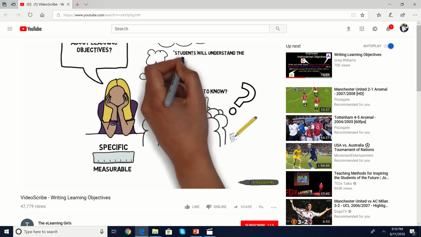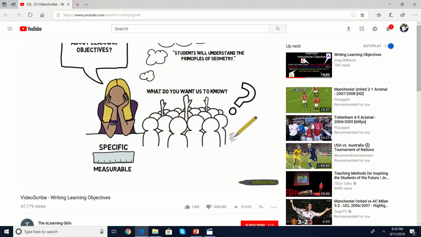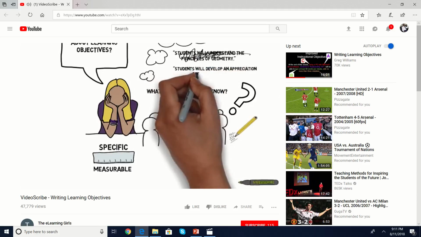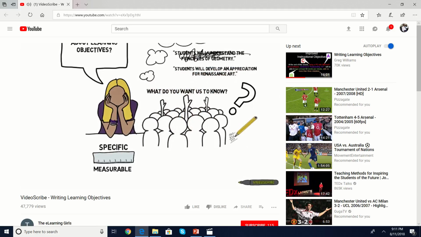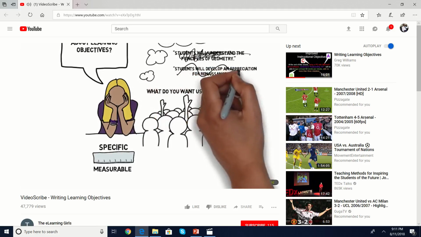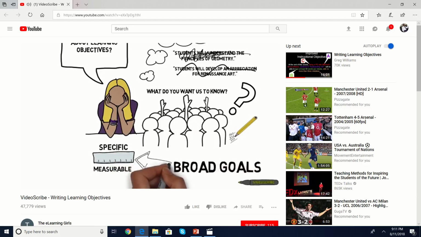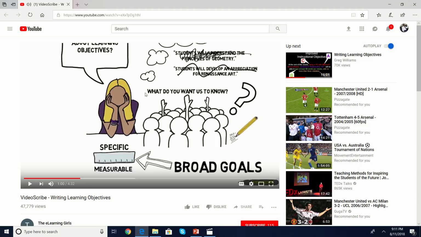Students will understand the principles of geometry isn't very specific, nor is it measurable. Or students will develop an appreciation for Renaissance art. That's a pretty broad goal. And how do you even begin to measure it? With a little thought, you can turn your broad goals into specific and measurable objectives. Yeah, you can see the use of arrows there.